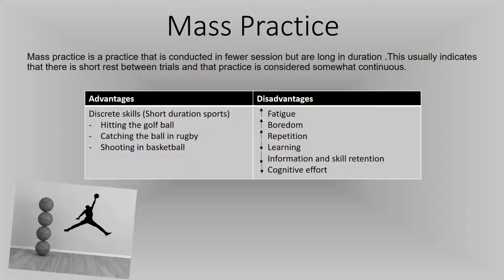Some advantages of mass practice include improving discrete motor skills that have a burst of high intensity with short duration. For example, practice hitting a golf ball is better to do it in a mass context as it saves time. Fatigue doesn't occur often as it's short in duration. However, some disadvantages are fatigue if we use mass practice for continuous skills like swimming.